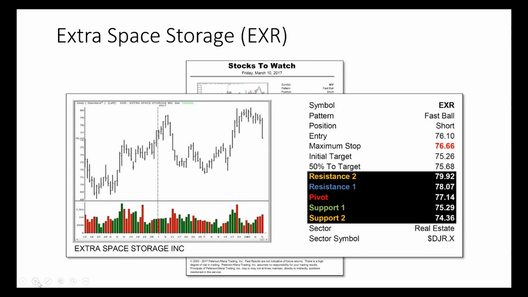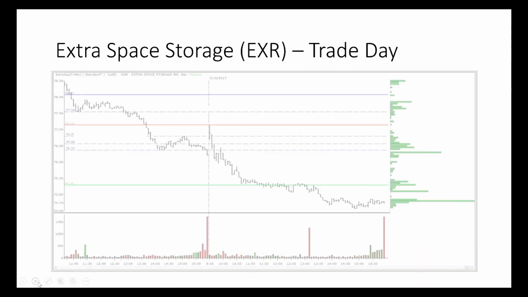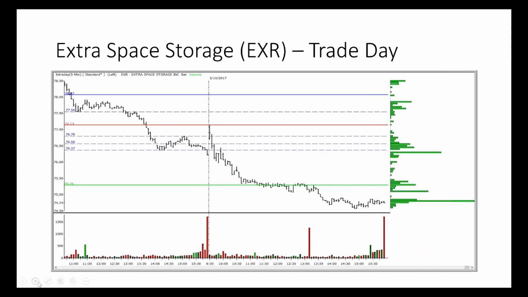You've got a 76.10 entry, your maximum stop 76.66. Initial target 75.26, 50% of the distance. I'm moving my stop to break even. The pivot line is $77.14. So without drawing the lines again, or going through that exercise, we can see that a move up to 77.13 in the first bar.